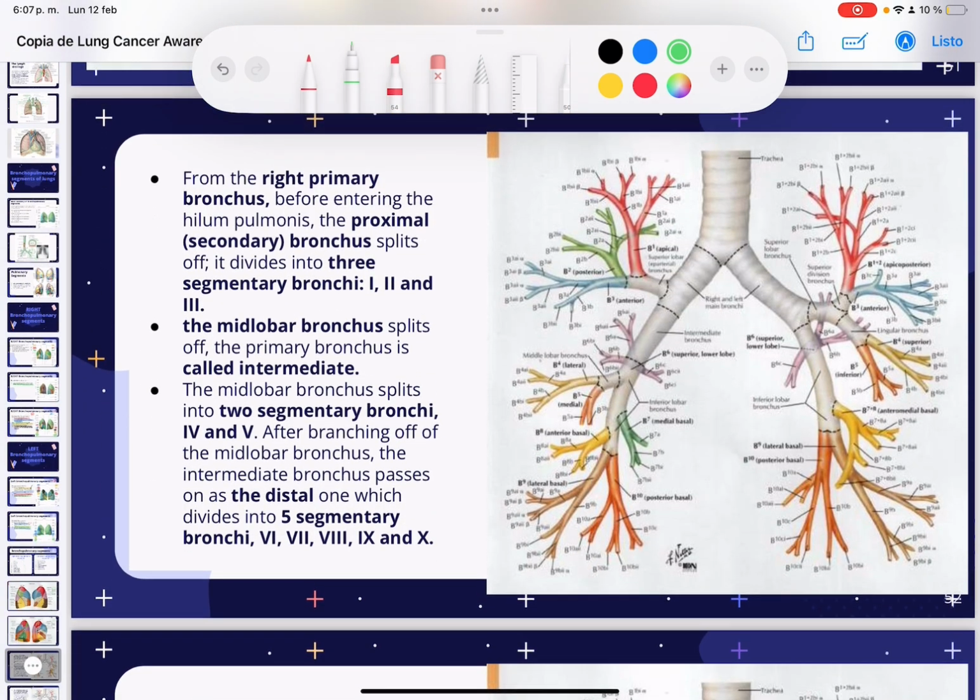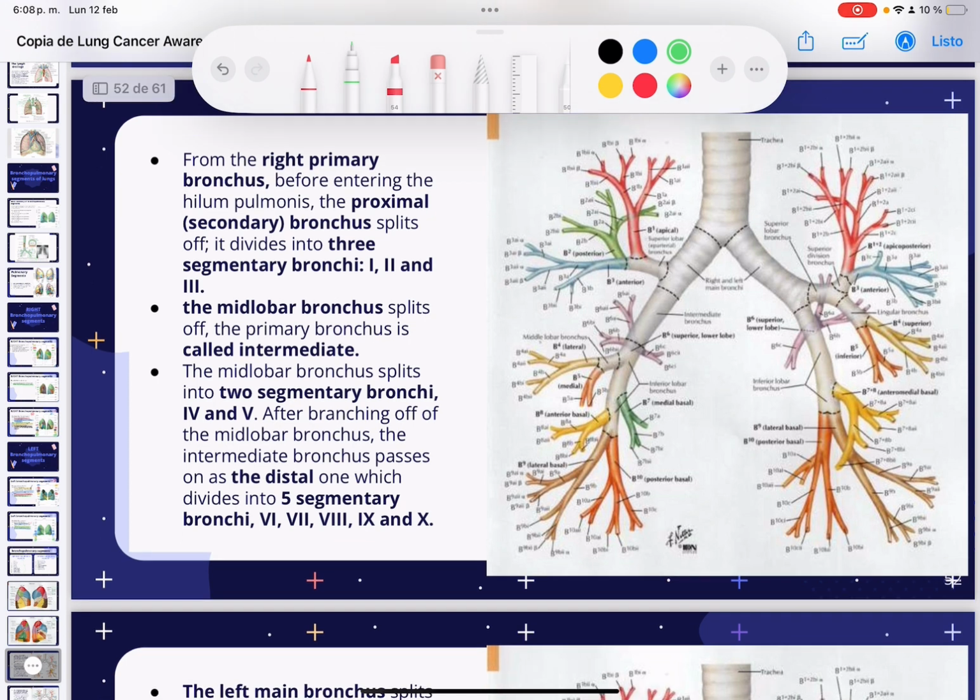From the right primary bronchus, before entering the hilum pulmonis, the proximal secondary bronchus splits off. It divides into 3 segmentary bronchi, 1, 2, and 3. The mid-lobar bronchus splits off. The primary bronchus is called intermediate. The mid-lobar bronchus splits into 2 segmentary bronchi, 4 and 5.